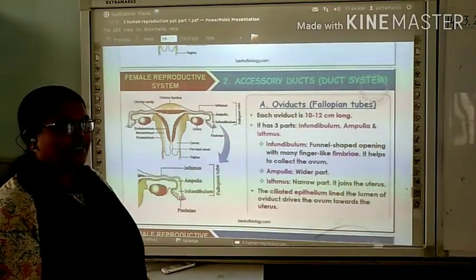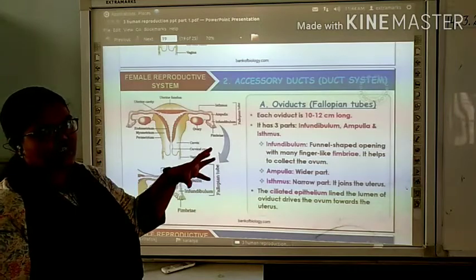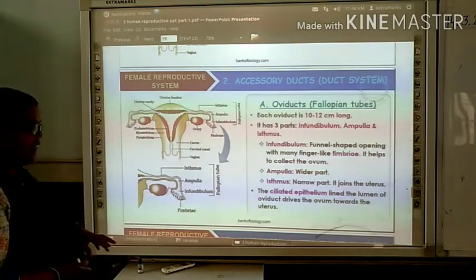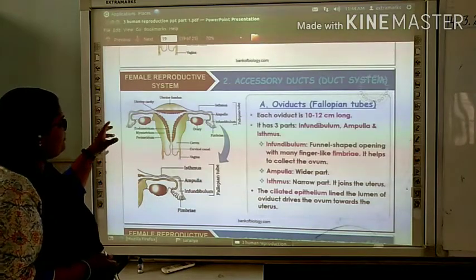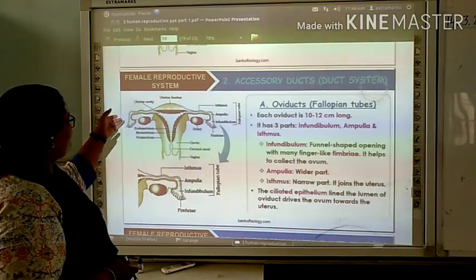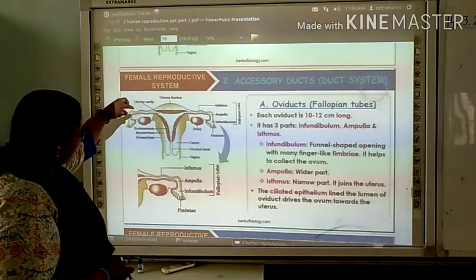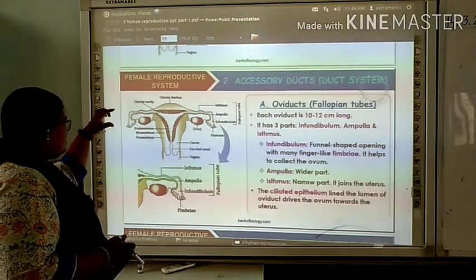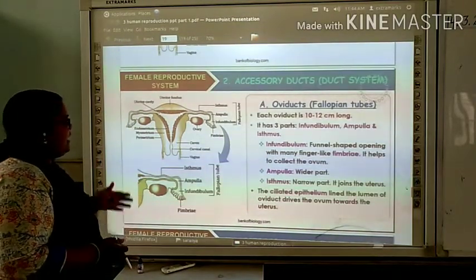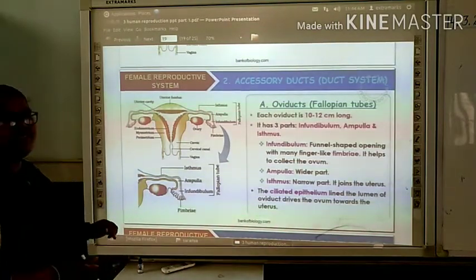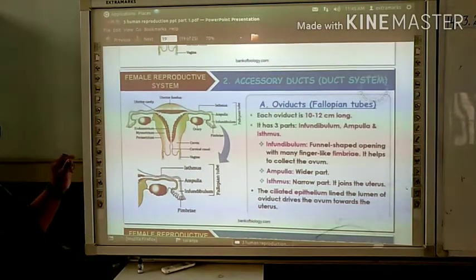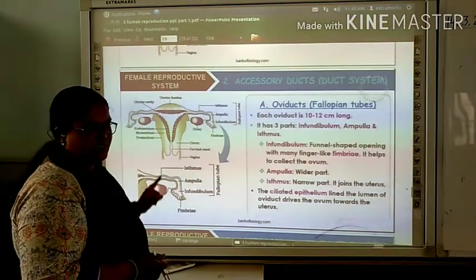What is the function of that? It helps in the collection of the ovum. The second part of the fallopian tube is called the ampulla, which is the wider part. You can see that it is shorter, but wider. And the last part, which is very narrow, is called the isthmus, and that will join to the uterus.